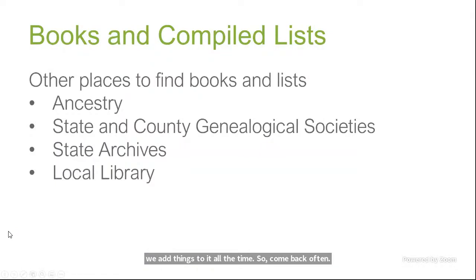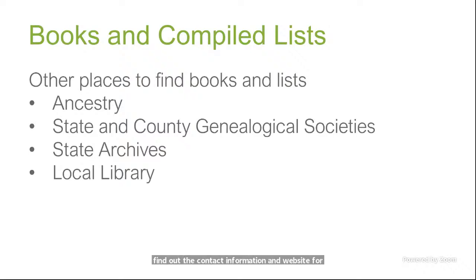Other places to look for books and compiled lists would be Ancestry, which has some digital books on their site. You can search there. Now, state and county genealogical societies often produce these kinds of books and lists, so check out their websites. You can use the FamilySearch Wiki to find the state archives contact information and the county contact information, as well as genealogical society contact information and websites. State archives are a great resource. And again, use the wiki if you want to find out the contact information and website for state archives.